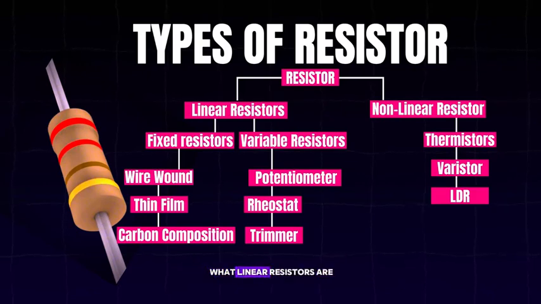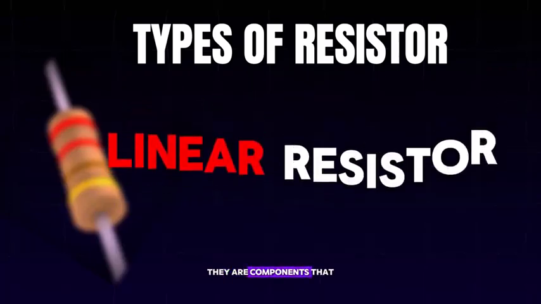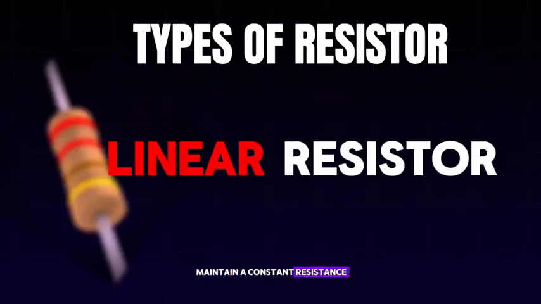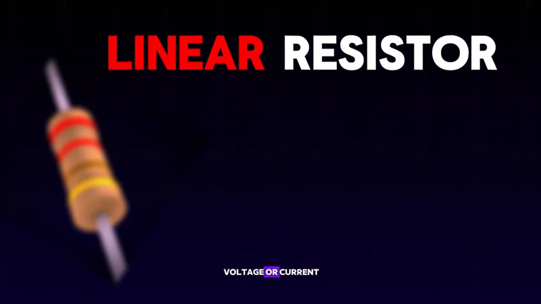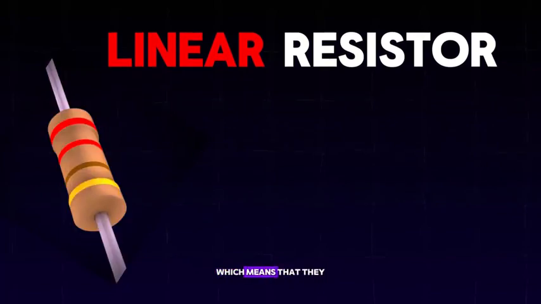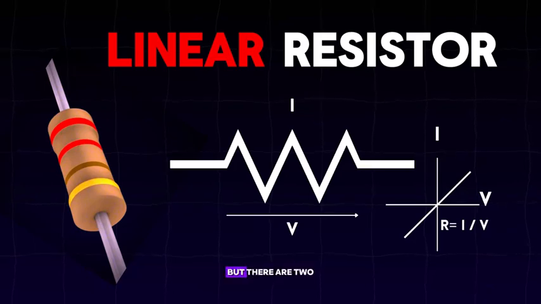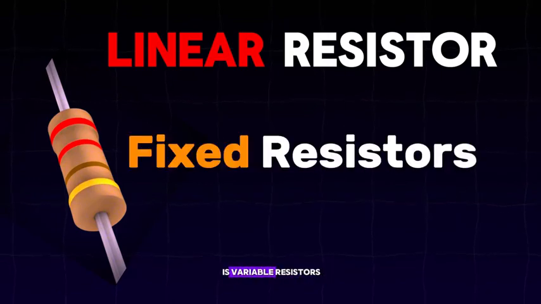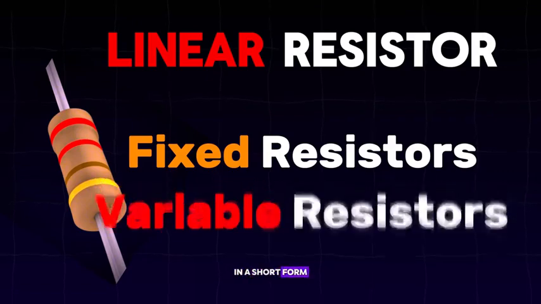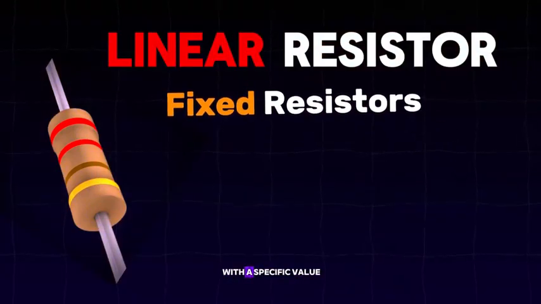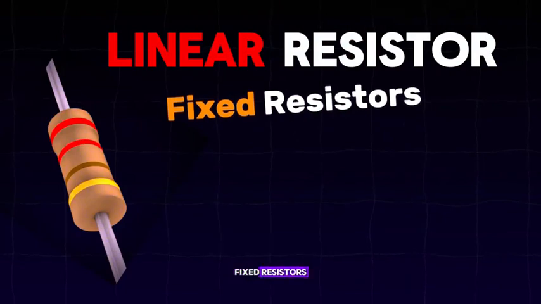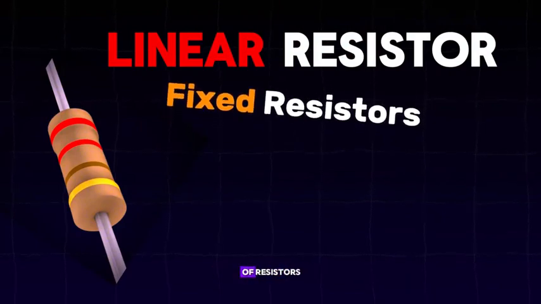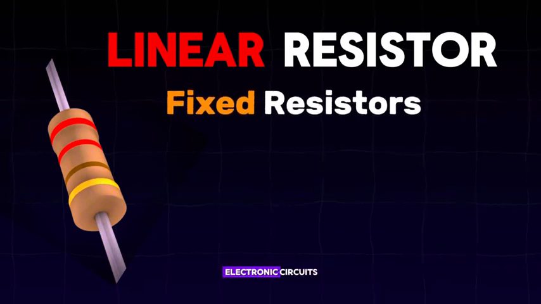So let's talk about what linear resistors are. They are components that maintain a constant resistance value regardless of the voltage or current passing through them, which means that they follow Ohm's law. But there are 2 basic types of linear resistor properties. The first one is fixed resistors, and the other type is variable resistors. In a short form, fixed resistors are resistors with a specific value. Fixed resistors are one of the most widely used types of resistors. They are used in electronic circuits to set the correct conditions in a circuit.